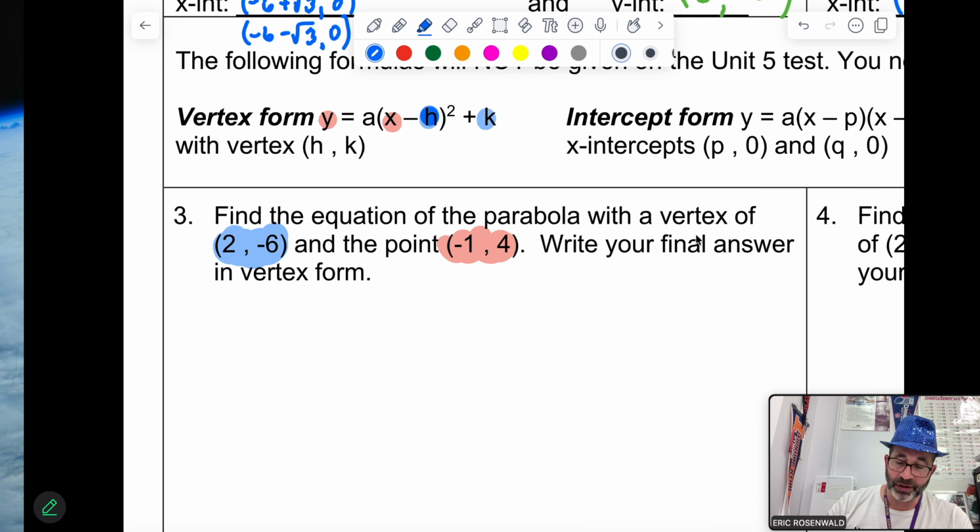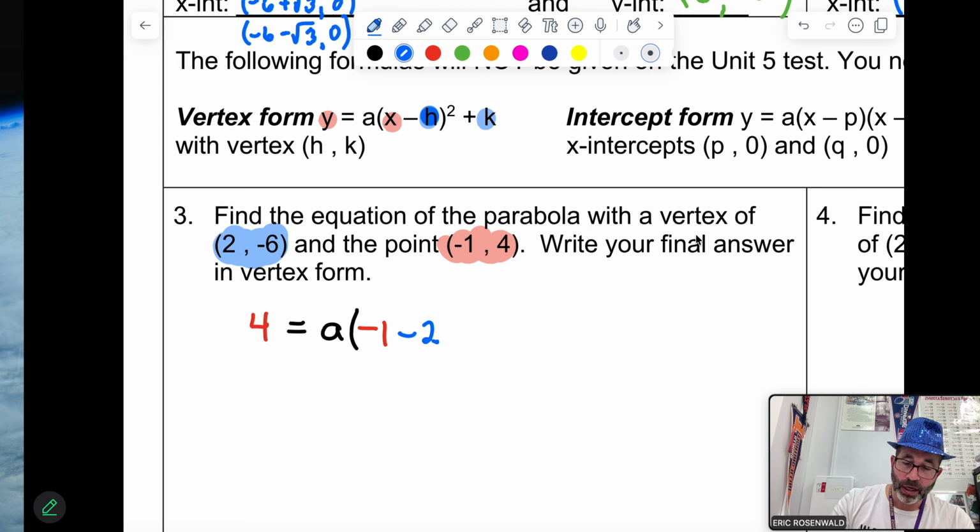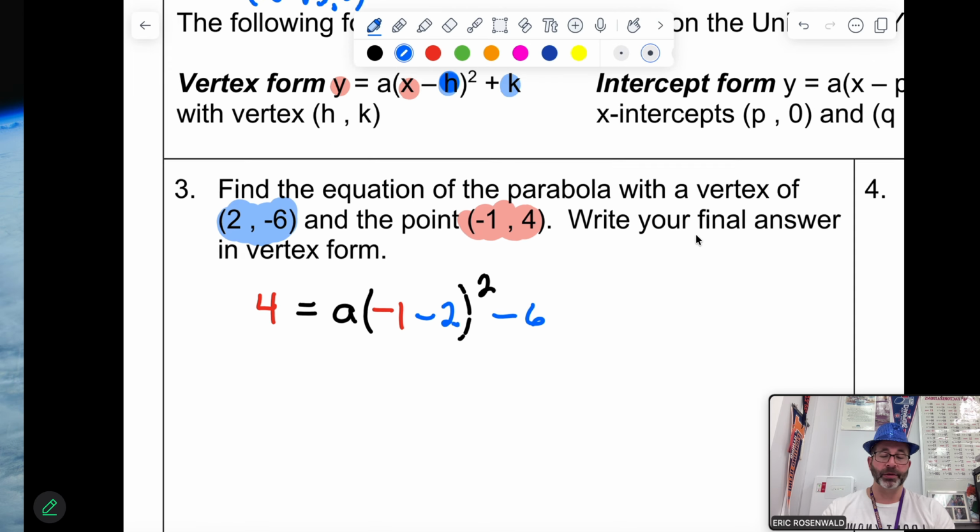So if we go ahead and set this up, we're going to have the y value, which is 4, is going to be equal to our a value, which we don't know, times the x value, which is -1, minus the h value, which is 2. And then, just a real quick reminder, see a +2? We wrote it like a -2. It's always the opposite. And then we're going to go ahead and square it. And then we're going to go ahead and say -6, because that's my k value.